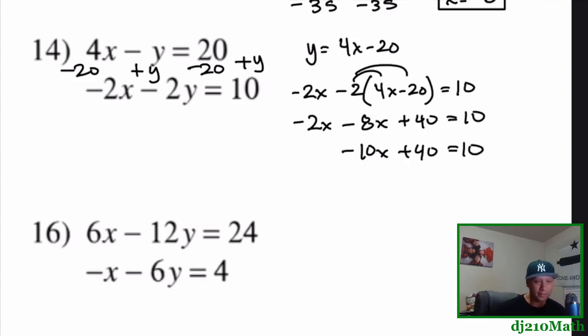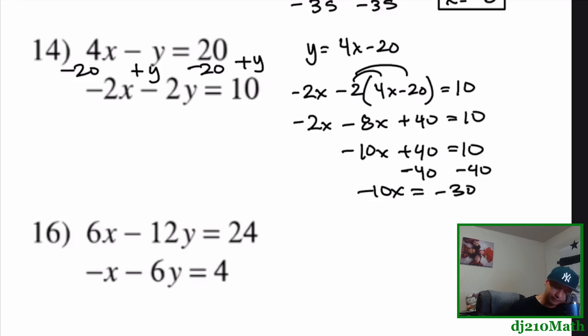All I'm doing is combining like terms. I'm sure you can keep up. All right, minus 40, minus 40. So this is negative 10x is equal to negative 30. Divide both sides by negative 10. That's nice. x is equal, cancels, positive 3.